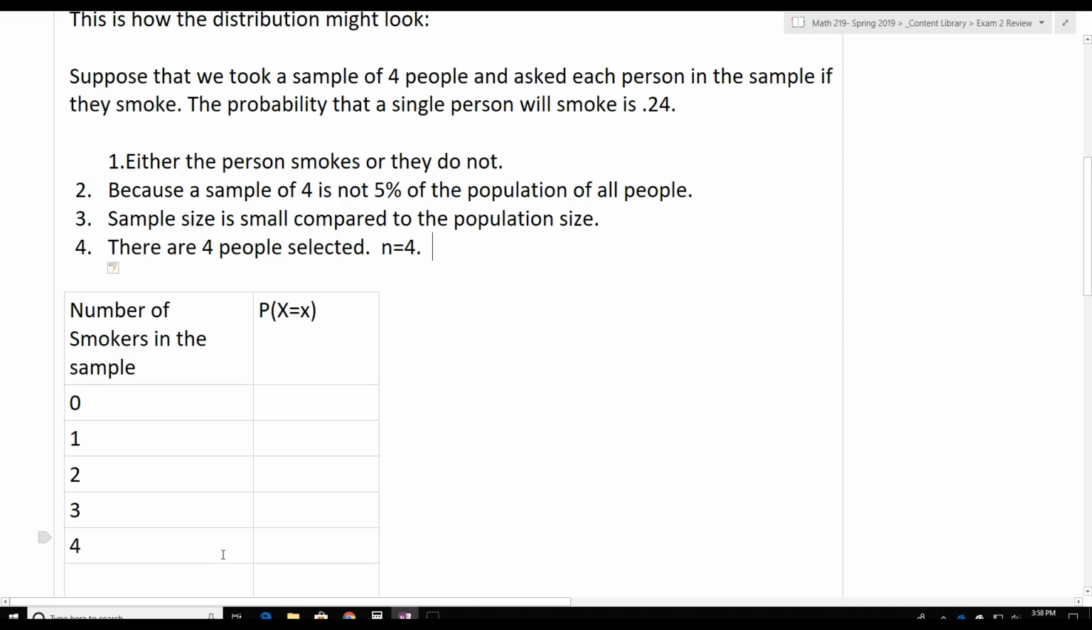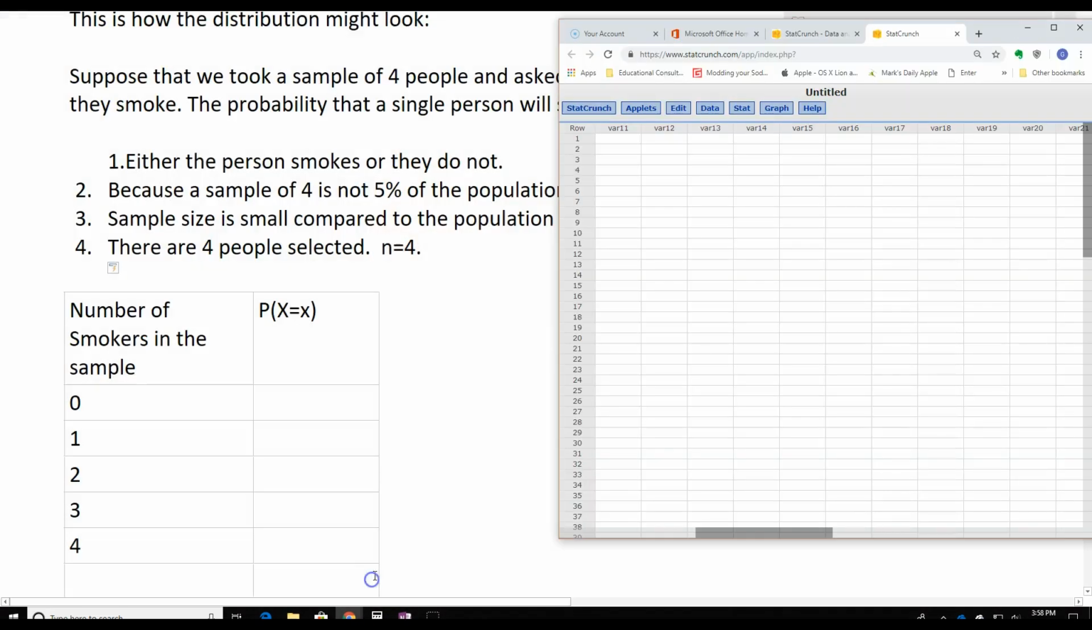For the purposes of your exam, you're not going to actually have to generate a distribution like this, but I'm going to do it to help you understand what we're doing. In the case of a sample of size 4, the number of smokers in the sample could be 0, 1, 2, 3, or 4. That's the total number of smokers that we could have in the sample. We're going to use StatCrunch to tell us the probability that if I pick a sample of 4, 0 will in fact be smokers.